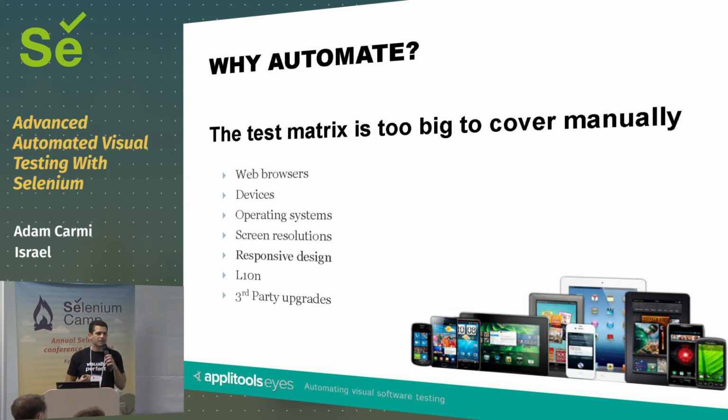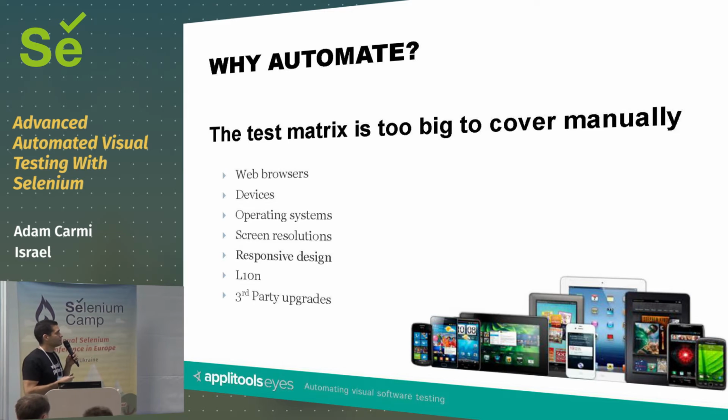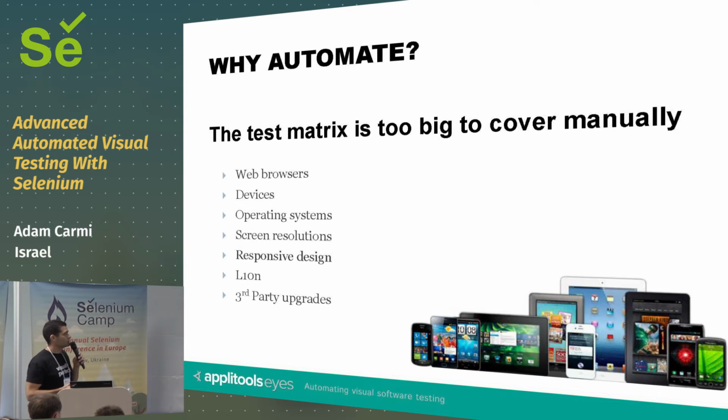So why should we automate this type of testing? After all, we've been doing it manually ever since, right? So there are many reasons, but the most important one is that the test matrix is just too big to cover manually. Think of all the different web browsers, devices, operating systems, and screen resolutions that your application is expected to run on. We all know that if a website looks good on Chrome, it doesn't mean that it would look good on IE, right? And if an app looks good on a widescreen, it doesn't mean that it would look good on a smartphone. So we have to test on all these different environments, and that takes a lot of time and effort.